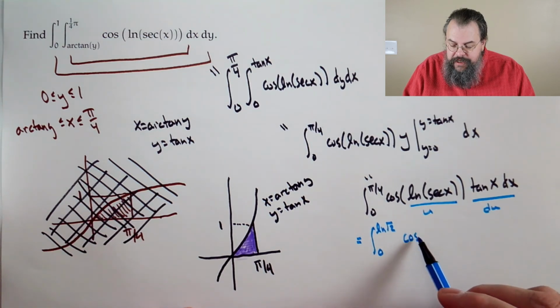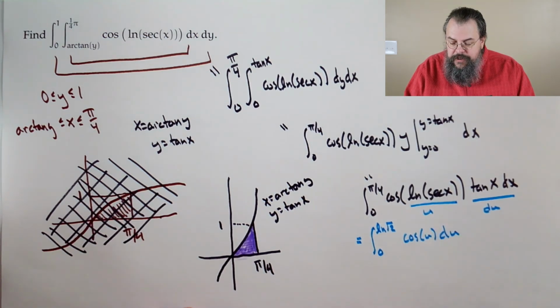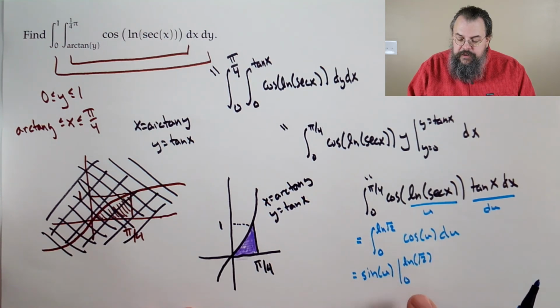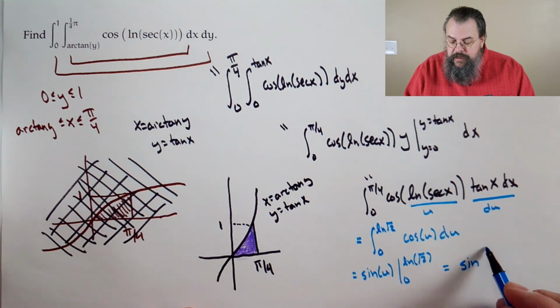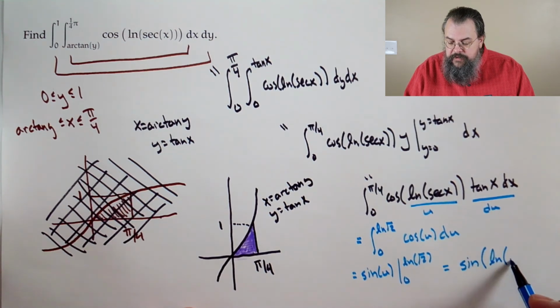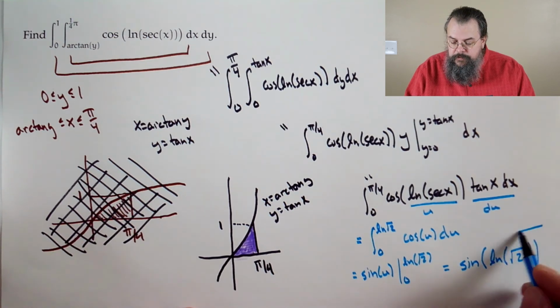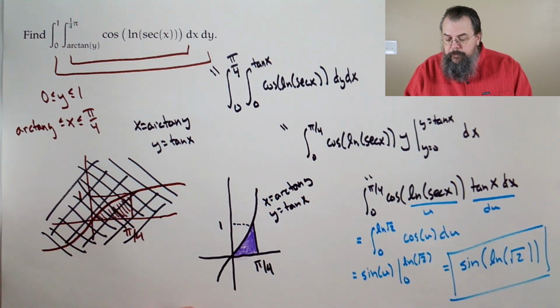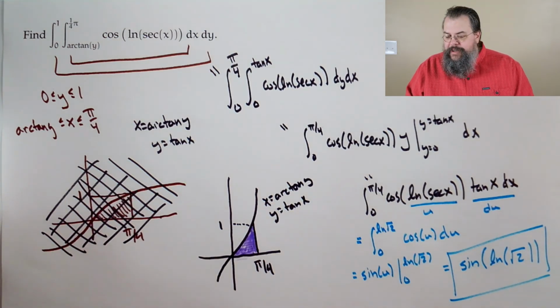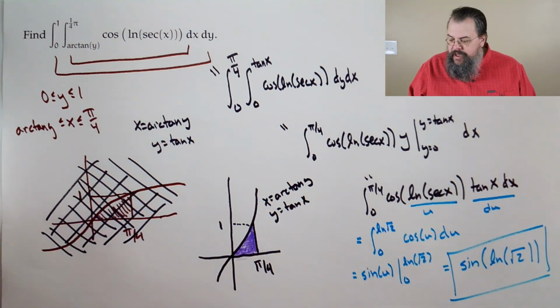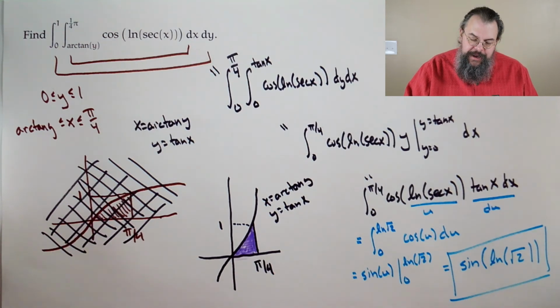And then we have the integral of cosine u du. Well, hey, the integral of cosine is sine. So sine of u from 0 to log of root 2. Now the nice thing is sine of 0 is 0. So we end up with sine of natural log of square root of 2. Done. Wow. Other than that silly mistake at the beginning, that wasn't so bad.